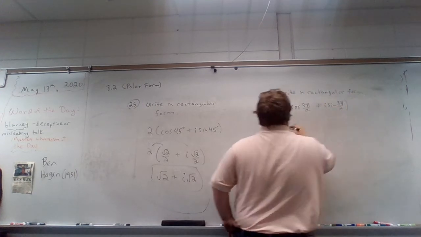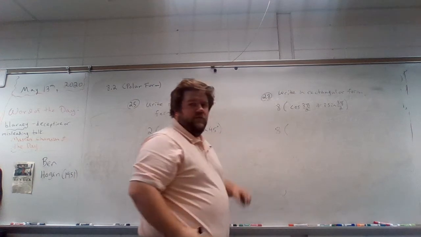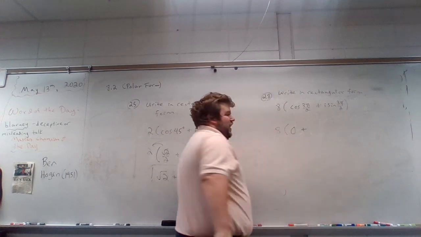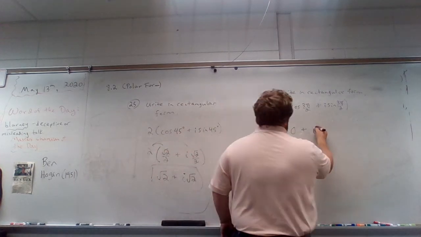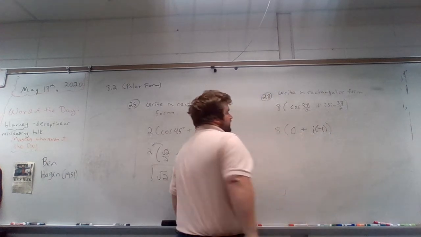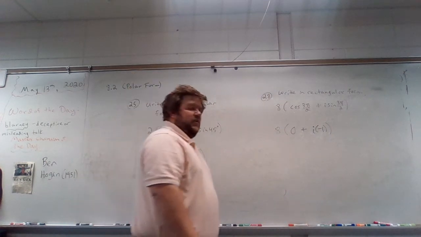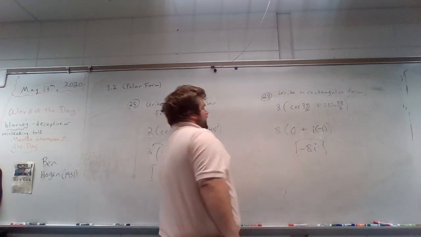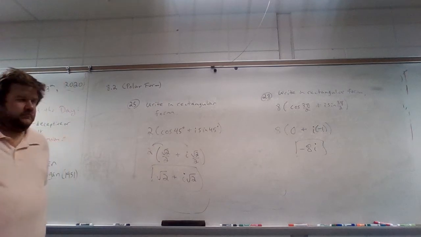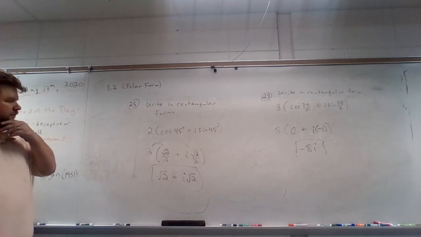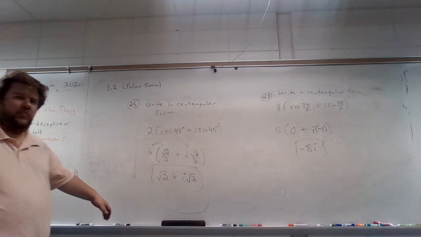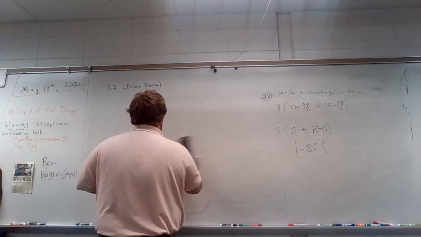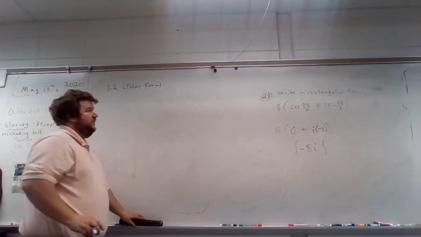So again, cosine of 3 pi over 2, think about the unit circle, that's just going to be 0. And the sine of 3 pi over 2 is going to be negative 1. So I really get this. And you may notice if I just multiply this by 8, I'm just going to end up with negative 8i. So there's no real part. It's what's called a pure imaginary number. Right? So it would be on the y-axis, the imaginary axis, on the complex plane.